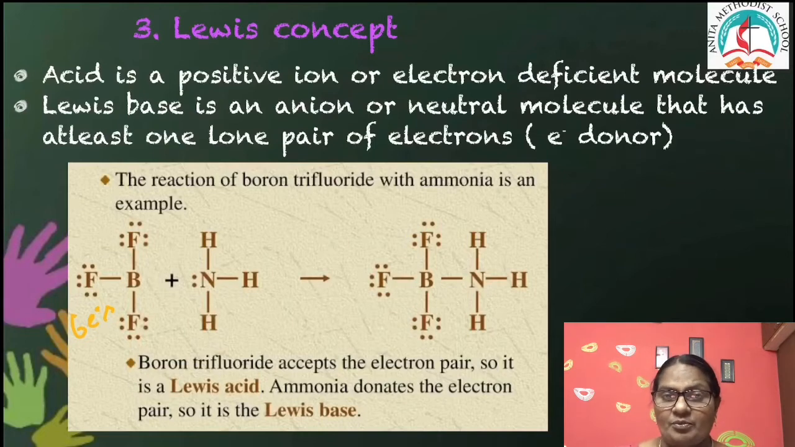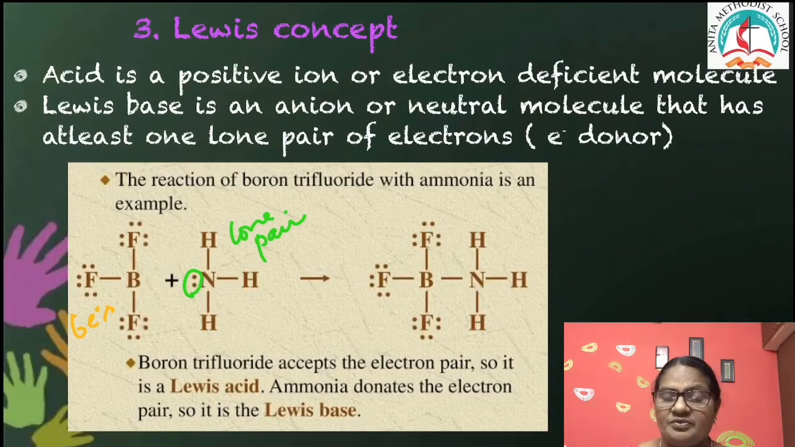Now let's look at ammonia. Nitrogen is a 5th group element. There are 5 electrons. So even after sharing 3 of its electrons, it has 1 pair of electrons which is not involved in bonding. Such a pair of electrons is called what? Lone pair of electrons. So here BF3 is electron deficient, but ammonia is an electron rich nucleophile.